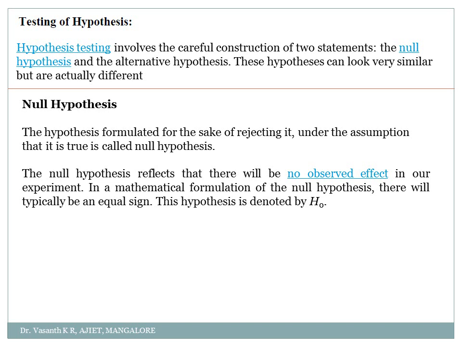Or the null hypothesis also reflects that there will be no observed effect in our experiment. For example, we might take this null hypothesis as this person is a corona positive person, but there may be no observed effect, means there may be no observation that he may be having corona. Correct? That is nothing but null hypothesis. In mathematical formulation of null hypothesis, there will typically be an equal sign. Okay, and this null hypothesis is denoted by H naught. The symbol is important. H naught, null, 0. That's why it is H0 or H naught.